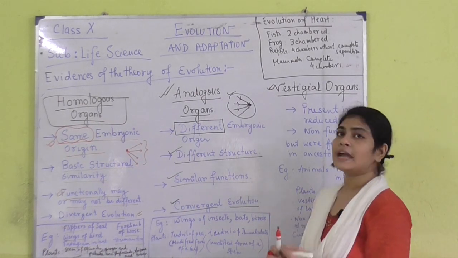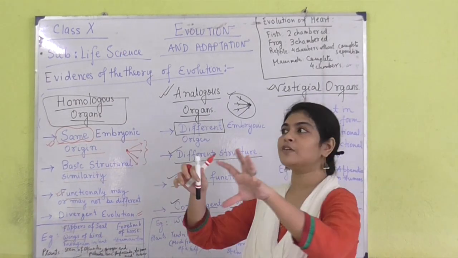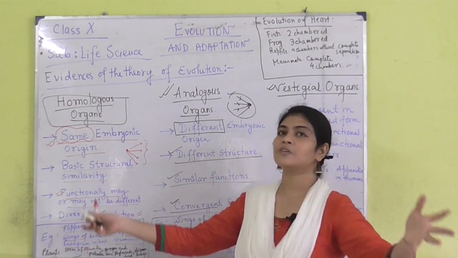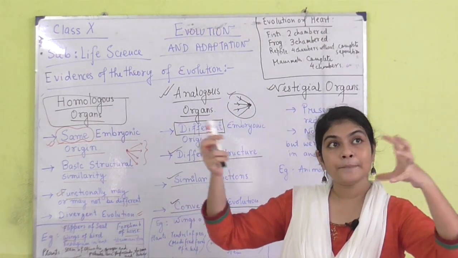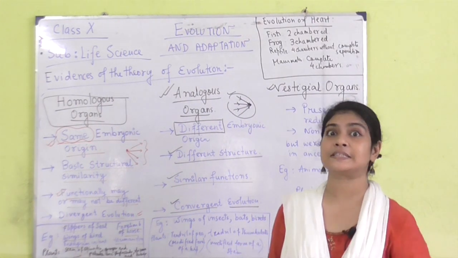Now, why is this kind of things happening? This kind of organs generally arise when different types of organisms coming from different types of structural features, they come together and they stay in a place where the environmental conditions are same.